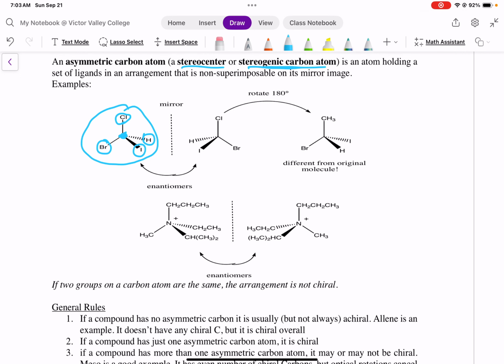Now, nitrogen has only 3 bonds usually, but if you make it into a nitrogen plus, then it's got 4, and when it has 4, it's also chiral because it's bonded to 4 different groups. So not just atoms, 4 different groups. That's a propyl, that's an ethyl, that's an isopropyl, and that's a methyl. So those are all different. So it's chiral. You do a mirror image, you're not going to be able to stack them because the methyl is on the left side and the methyl over here is on the right side. So it's not going to match. Everything else different, right?